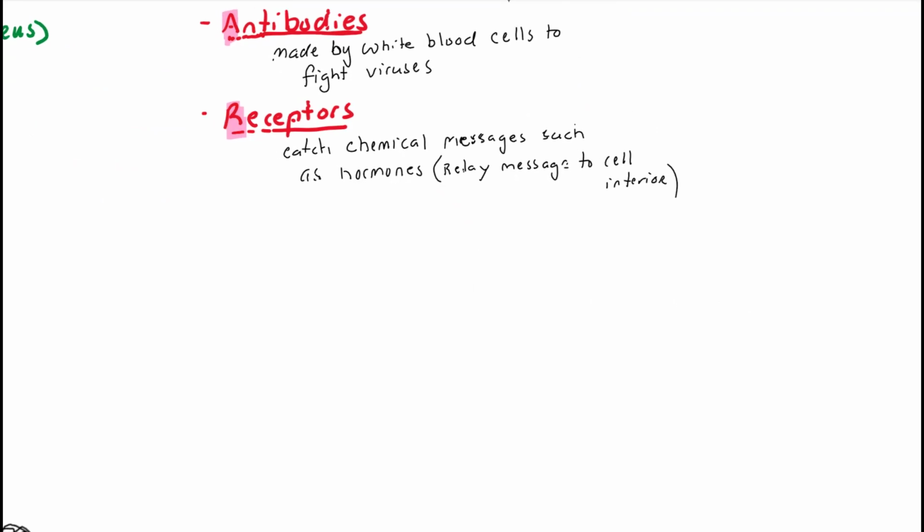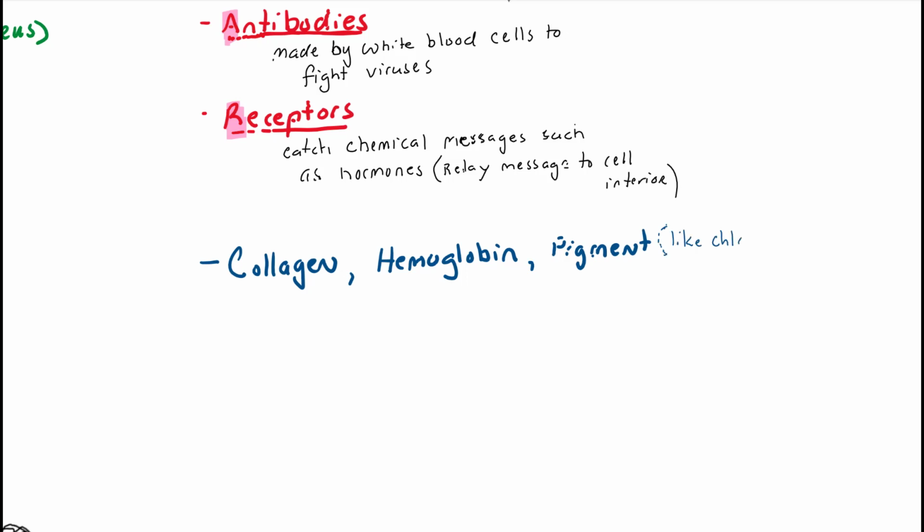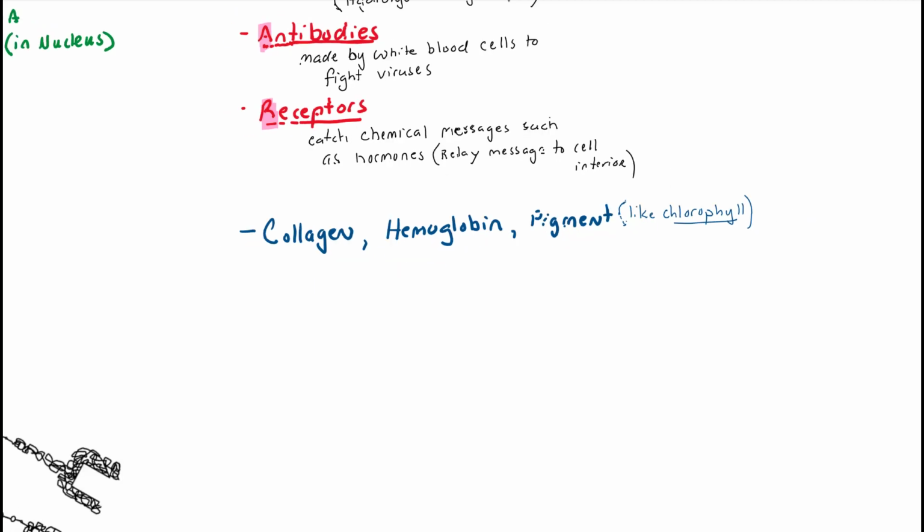Other examples of proteins, like the one that maybe holds the skin on your body, collagen. One that allows oxygen to travel in your blood, hemoglobin. And proteins that give color, known as pigments. The one that is most famous is chlorophyll, the one inside chloroplasts.